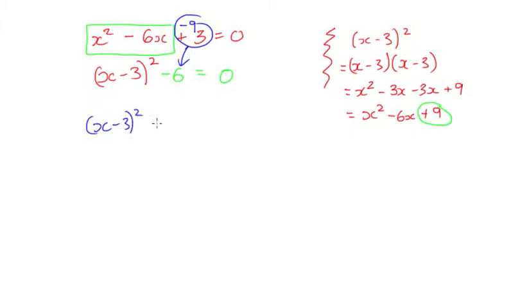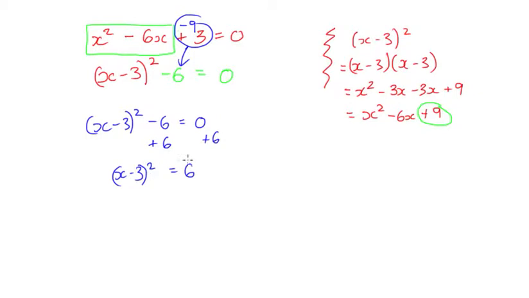The question becomes, how do we solve the completed square form? So now it's actually fairly straightforward. First step, let's add 6 to both sides. So we're going to get x minus 3 all squared equals 6.